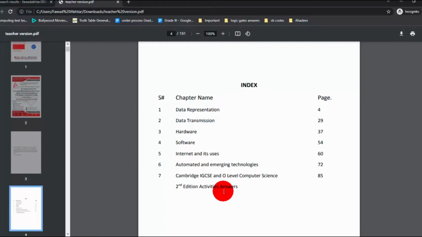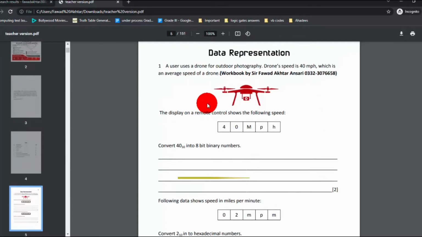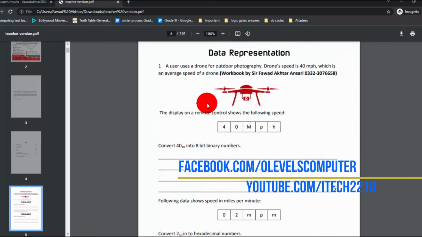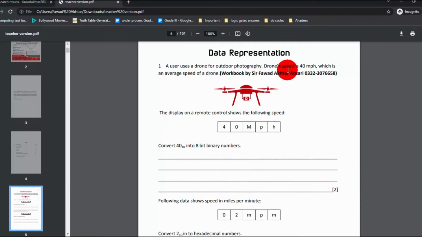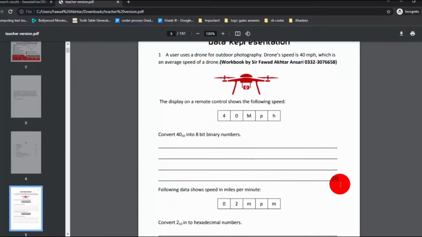So here is chapter number one, data representation, and question one is: a user uses a drone for outdoor photography, right? The drone's speed is 40 miles per hour, which is an average speed of a drone. You can see a drone here. The display on the remote control shows the following speed, 40 miles per hour. So convert 40 from this figure into an 8-bit binary number. You can solve it here. You will be rewarded 2 marks for that.